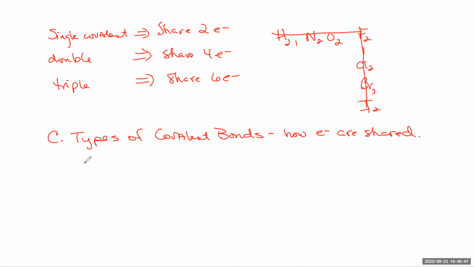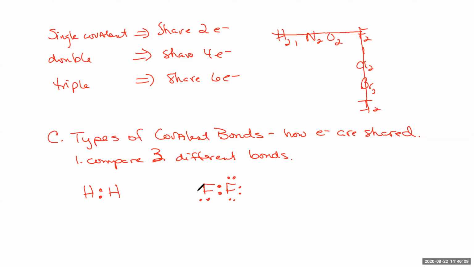And so what I wanted to do is compare 2 different bonds. Or I guess we could compare 3. If I had a hydrogen atom sharing with a hydrogen atom, I want to compare that to a fluorine atom sharing with a fluorine atom. And then lastly, share between a hydrogen and a fluorine. Now I drew them out rather quickly. We did hydrogen diatomic in the previous video, and we did fluorine diatomic in the previous video.